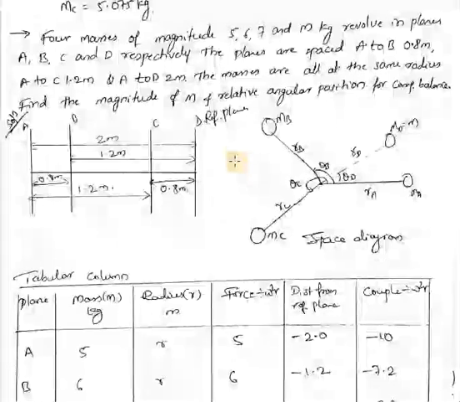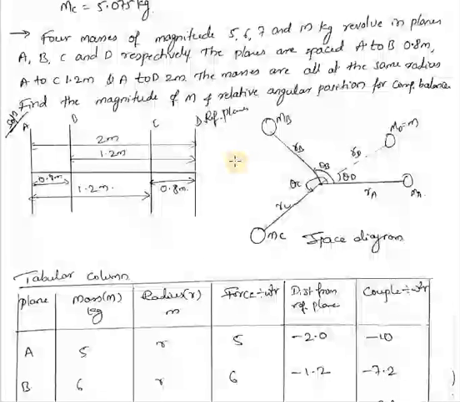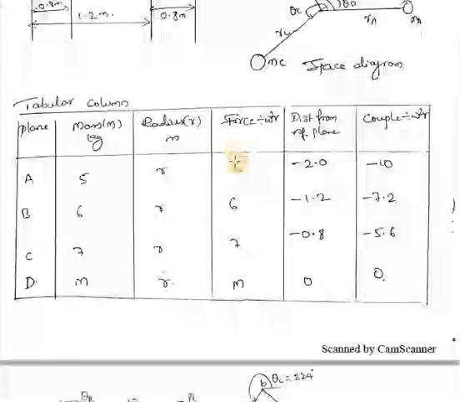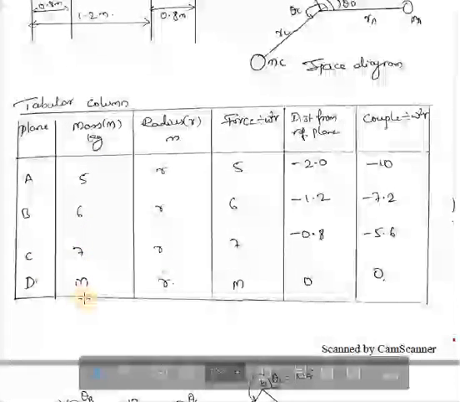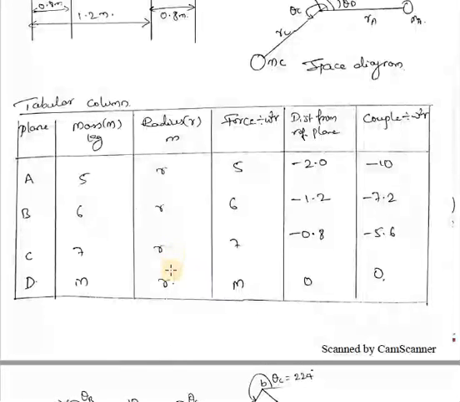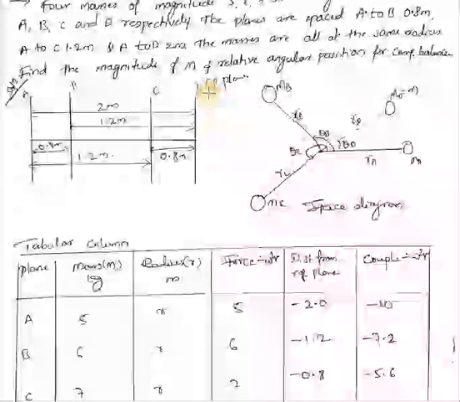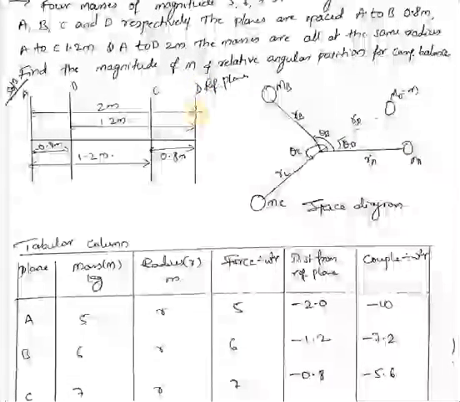Now we will try to construct the force and couple polygon depending upon the number of unknowns. Then the tabular column: A, B, C, D, and here masses. He has given 3 masses, only 1 mass is unknown, which is acting on plane D. He has given all the radius of rotation as the same. Force, calculate. Distance from reference plane. So here I have taken the reference plane as D because this is the unknown mass.